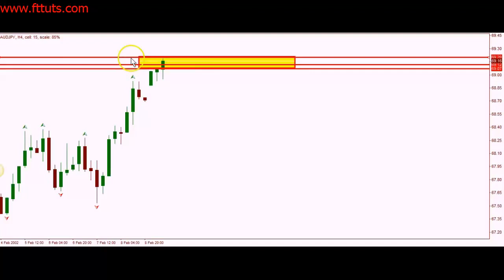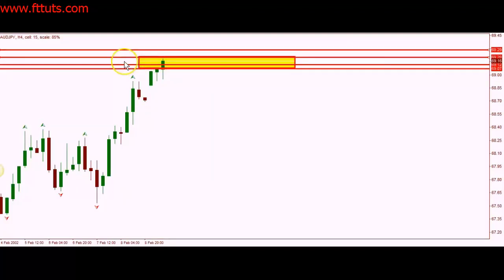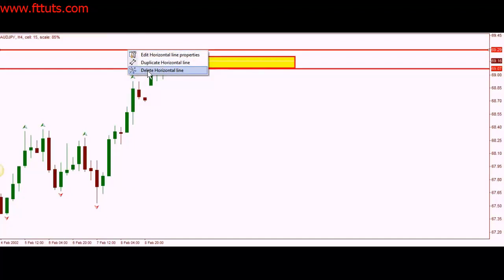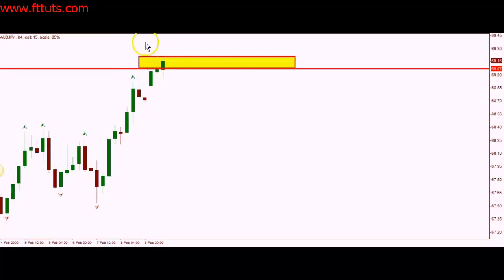All right, so then I'm messing myself up here. I keep hitting duplicate delete. Okay, so we want to delete these lines. But anyway, now we'll watch the market.